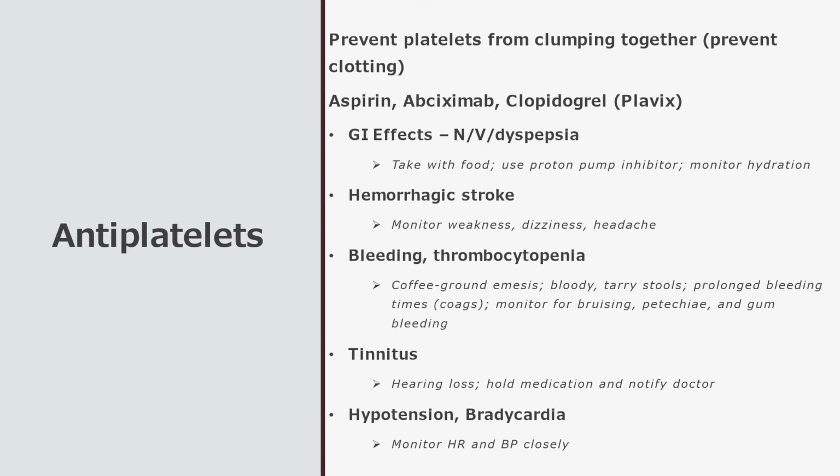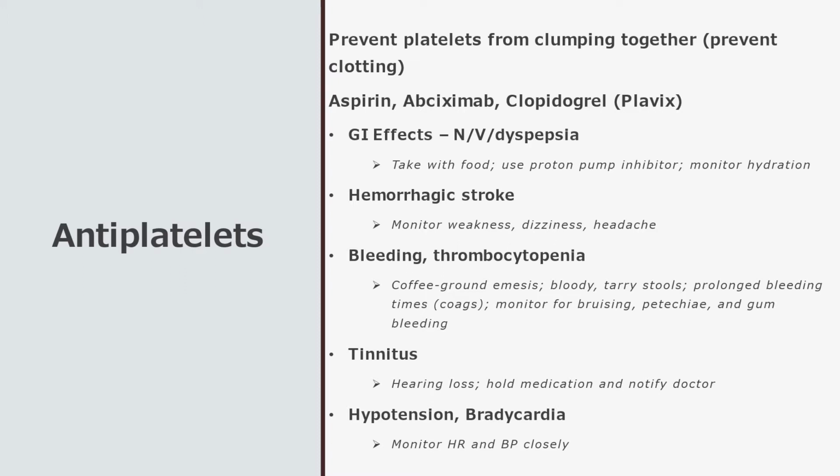All right, antiplatelets prevent platelets from clumping together and thereby preventing clotting. Examples are going to be aspirin, the ABC drug, and clopidogrel. The GI effects are going to include nausea, vomiting, dyspepsia. So education to take with food, a proton pump inhibitor, and monitor hydration.